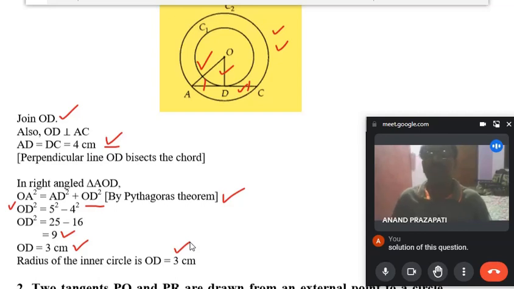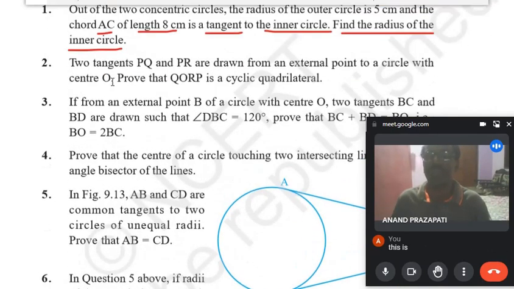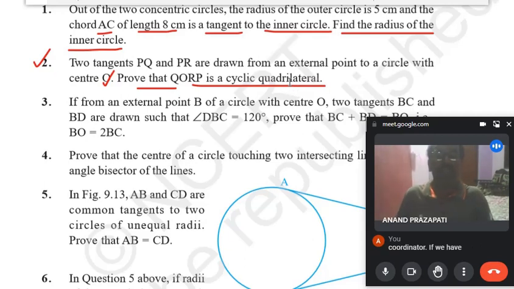Let's see one more question of this exercise. So this is the next question or second question of this exercise. Two tangents PQ and PR are drawn from an external point P to a circle with center O. Prove that OQPR is a cyclic quadrilateral. If we have proper idea about the cyclic quadrilateral, then we have no problem to understand this question. Let's see the solution of this question.